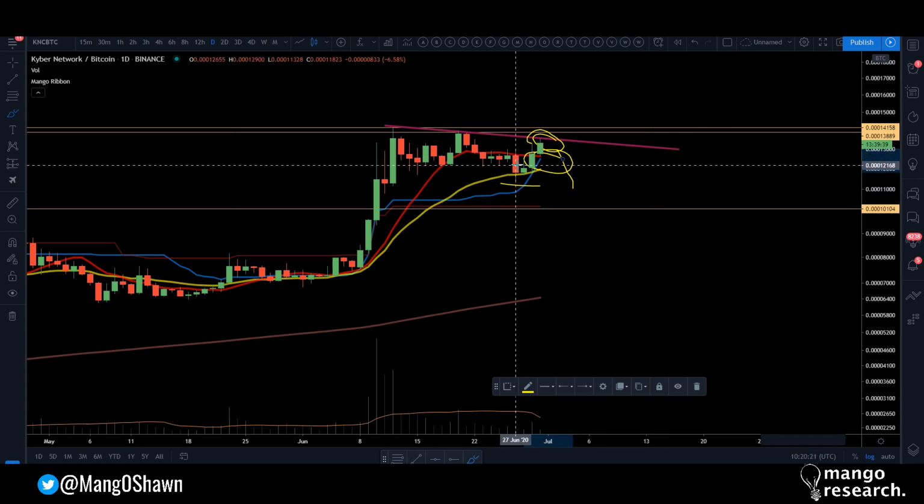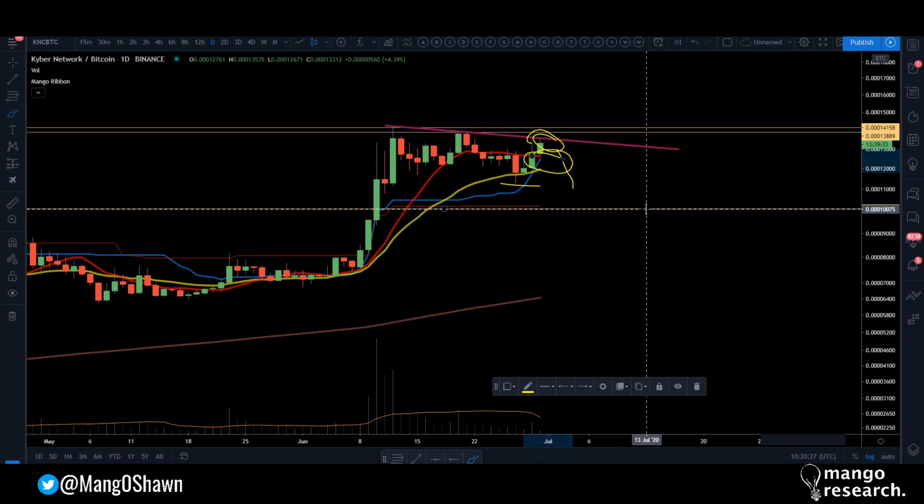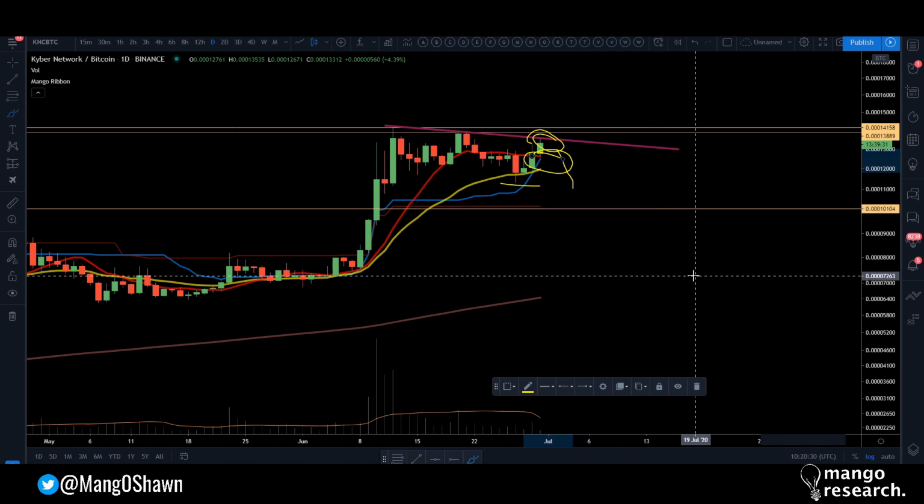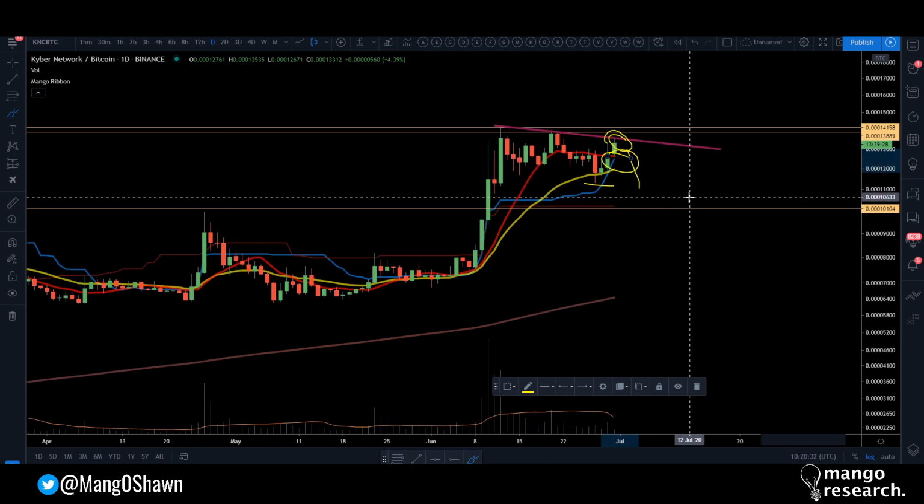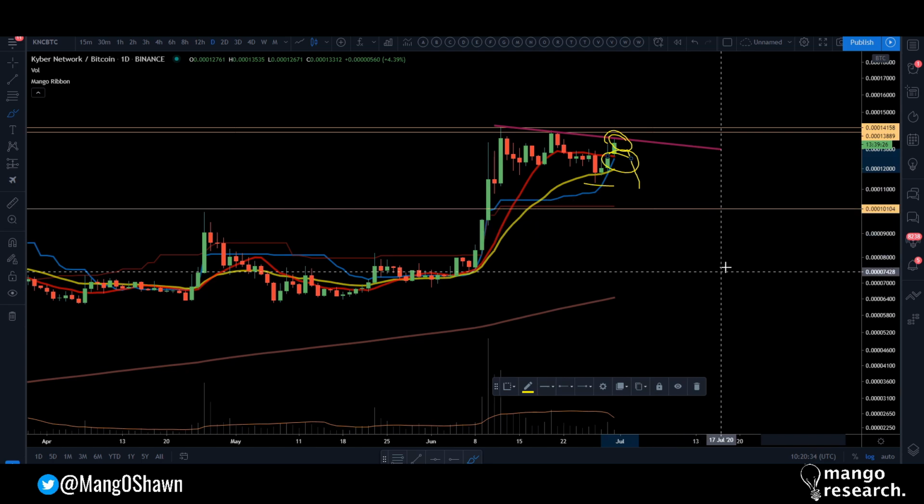If we take out the zone between 12,250 to 11,959, likely going to make our way to around 10,100 Satoshi, and that will be another buy opportunity. And if we break that, then hey, we take it one step at a time.